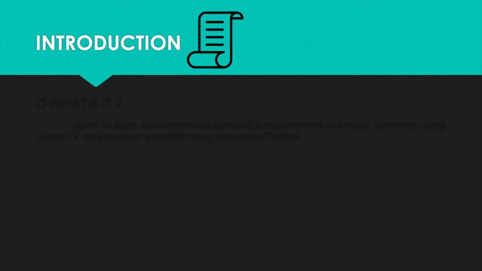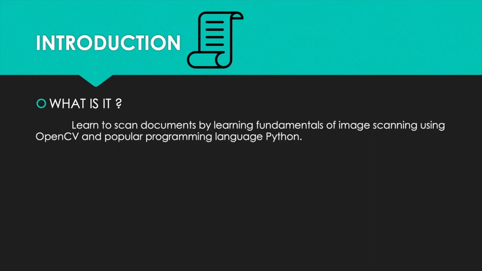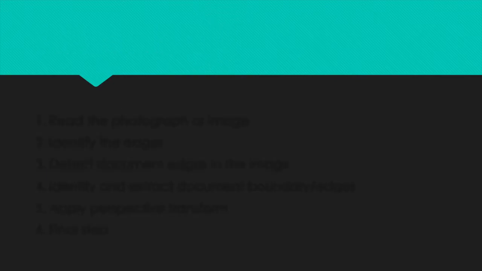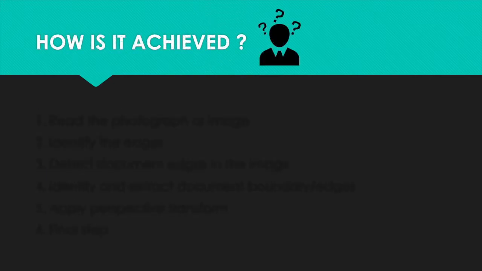Okay, so what is it all about? Document scanner is a process of scanning the image and converting it to digital form using programs like OpenCV and Python. Why do we need to use this, or what is the purpose of such scanners? Ultimately, to convert non-digital content to digital ones. To achieve a scanned document, we need to follow 6 basic steps.